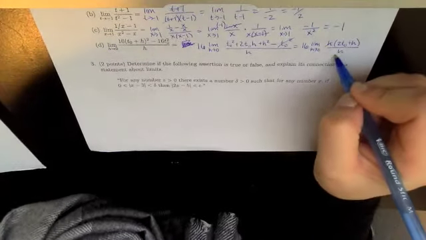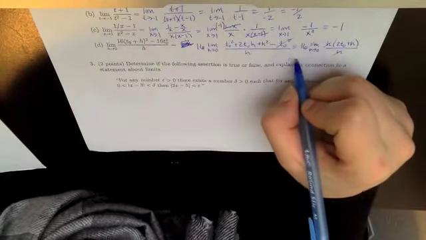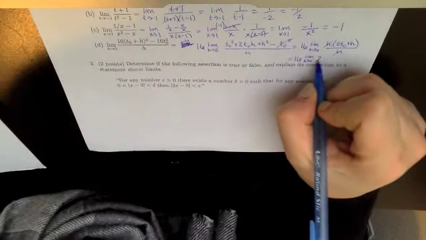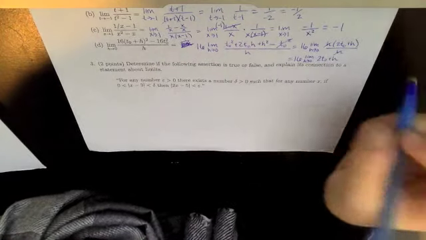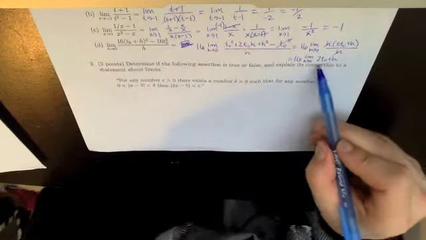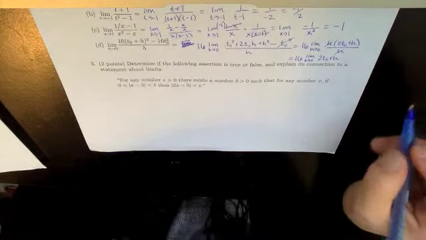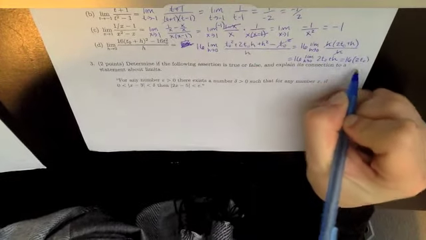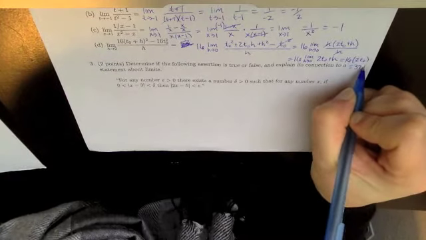Now I can cancel those h's, and this is 16 times the limit as h goes to 0 of 2t naught plus h. Now the limit as h goes to 0 of 2t naught plus h is just 2t naught. So I have 16 times 2t naught, or 32t naught.